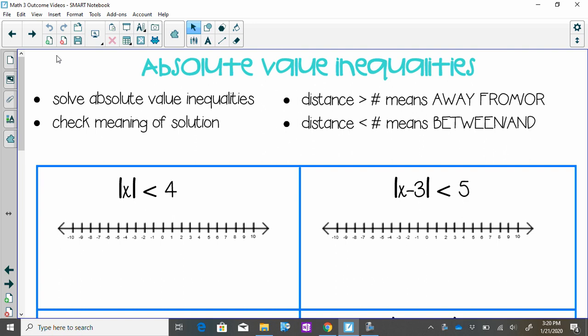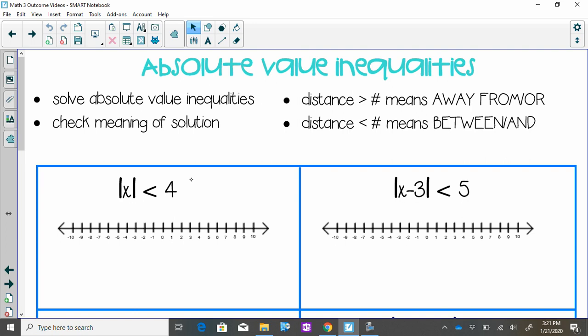So we're going to be looking at numbers that are away from the center. So we will solve the absolute value inequalities and then use the understanding of it, meaning the term distance, in order to check the meaning of the solution. In this first one, we have the absolute value of x is less than 4. That means the distance to the center has to be smaller than 4 units away.